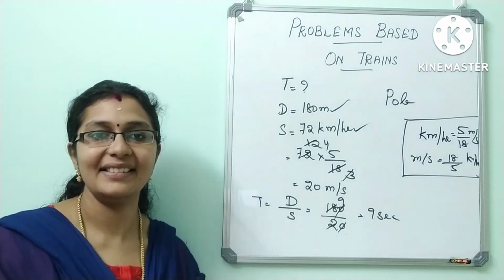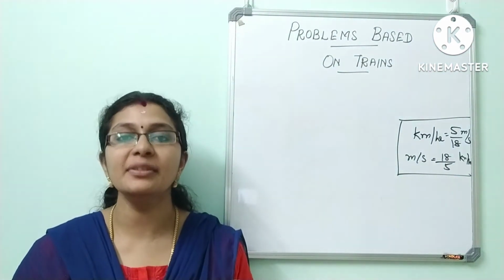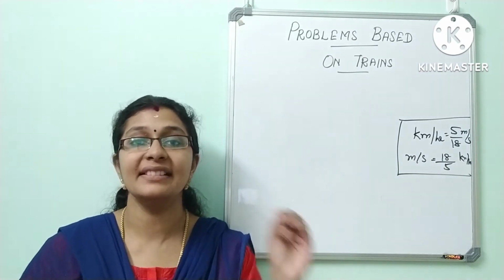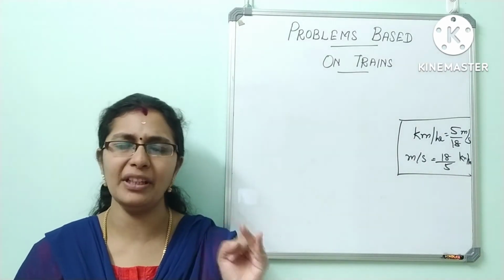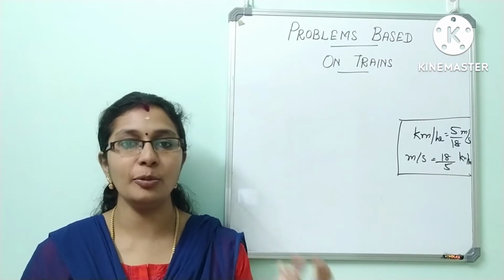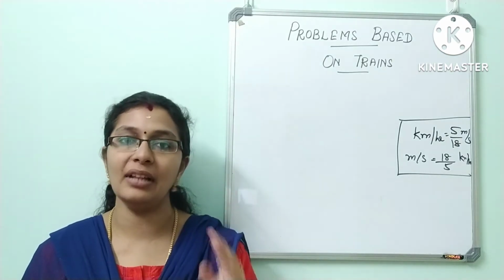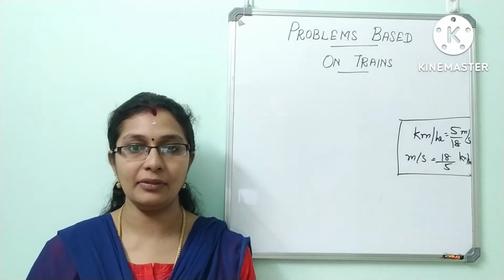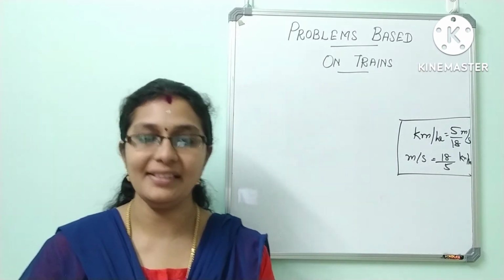Clear? Yes. So once you get questions based on trains, the first and foremost thing you will have to do is check for the distance and speed. Speed you won't forget, distance you may forget, so you will have to do it very clearly, and check for the unit whether you will have to convert it or not. Okay, we'll go with the second question.